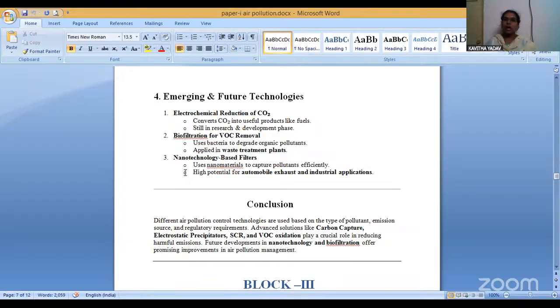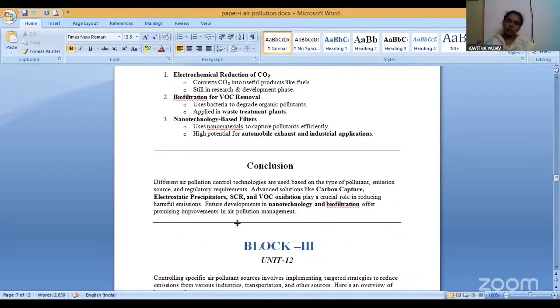Then coming to nanotechnology-based filters. Here nano means small. So what are the uses of nanomaterials? They capture pollutants efficiently. What is the efficiency of the pollutants that can be captured by using nanomaterials? They have high potential for automobile exhausts and industrial applications. These are very useful things.